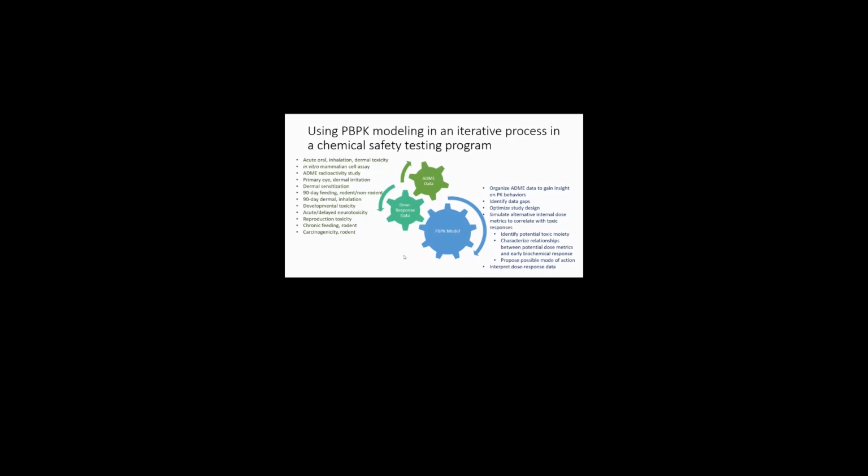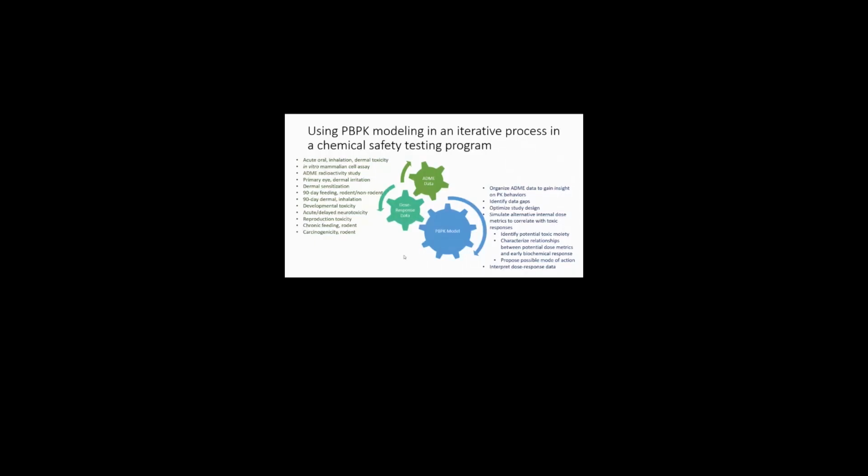So to optimize animal study design for a better result interpretation, data collection and model simulation should be an iterative process. On the left here is a list of common toxicity studies required for pesticide registration. So there are acute, subchronic, chronic studies, in vitro ADME, and then endpoint-specific studies like developmental, reproductive toxicity.